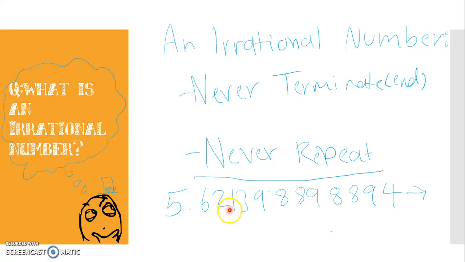Now, if this were the pattern 6, 2, 1, 3, 9, 8, 8, 9, 8, 8, 9, 4, and we put a line right there and said that this pattern kept going on, that would be a repeating and a rational number. But because it does not keep following the pattern, it does not get to be a rational number or a repeating decimal.